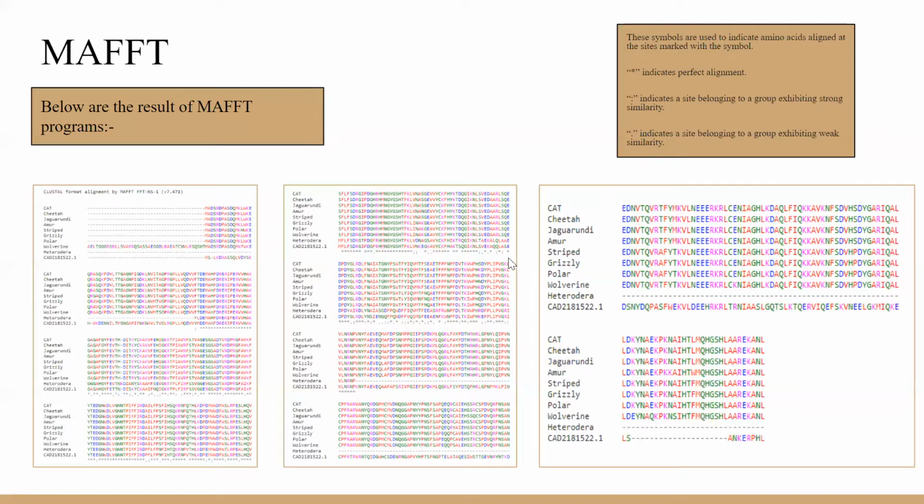For example, here, for the asterisk symbol, this alignment has all E's, so it indicates perfect alignment. For the colon, which is a strong similarity, we can see here this line contains S and A only, which is strong similarity. If you want to see a weak similarity, we can see here in this line, we have K, K, and D, D, D, D, D, which indicates a weak similarity.